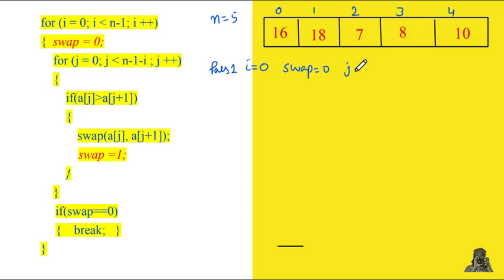So firstly j is equal to 0. Now if j is less than n-1-i, only then will we move into the loop. n-1 is 4, and 4 minus the i value of 0 is 4. So for the first condition it is 4. So j is 0, which is less than 4, so we can execute inside the loop.